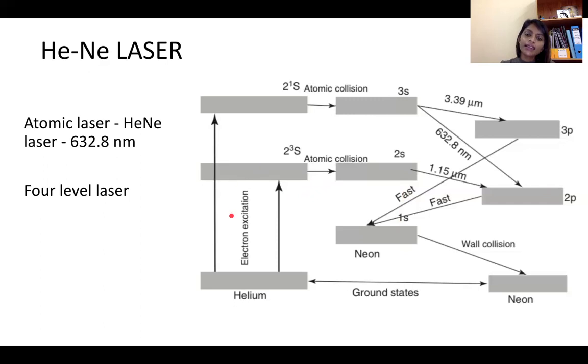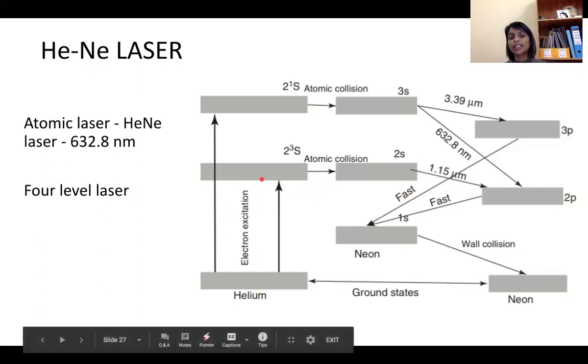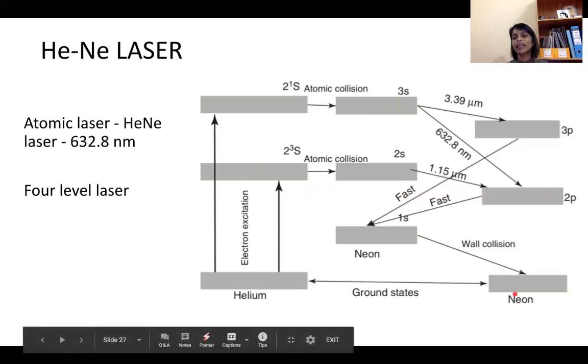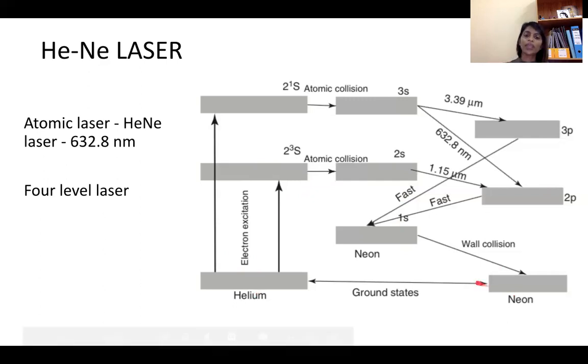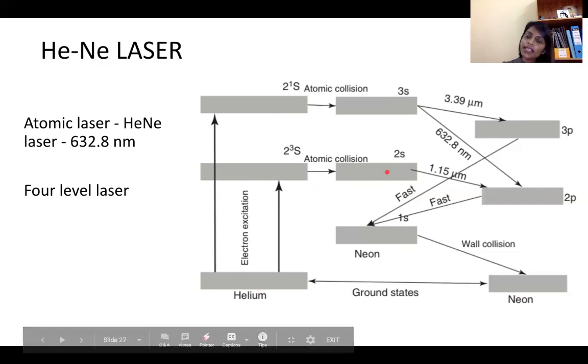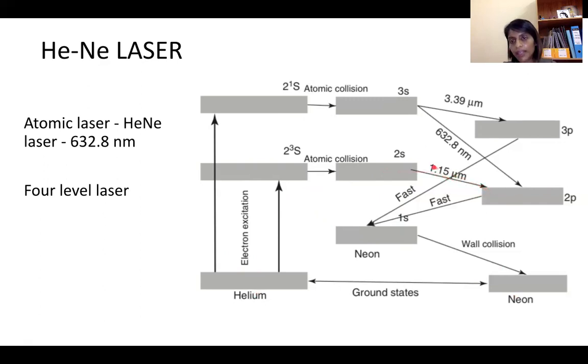Let's say the excited helium atom had electrons in the 2s state, that is in the triplet state. Because this is also the correct energy for neon, the neon electrons in the ground state will quickly absorb this energy from helium and be excited to the 2s state. The 2s electrons are allowed to go down to 2p by emitting 1.15 micrometers. So these are the three lasing wavelengths that are coming out of the helium neon laser.